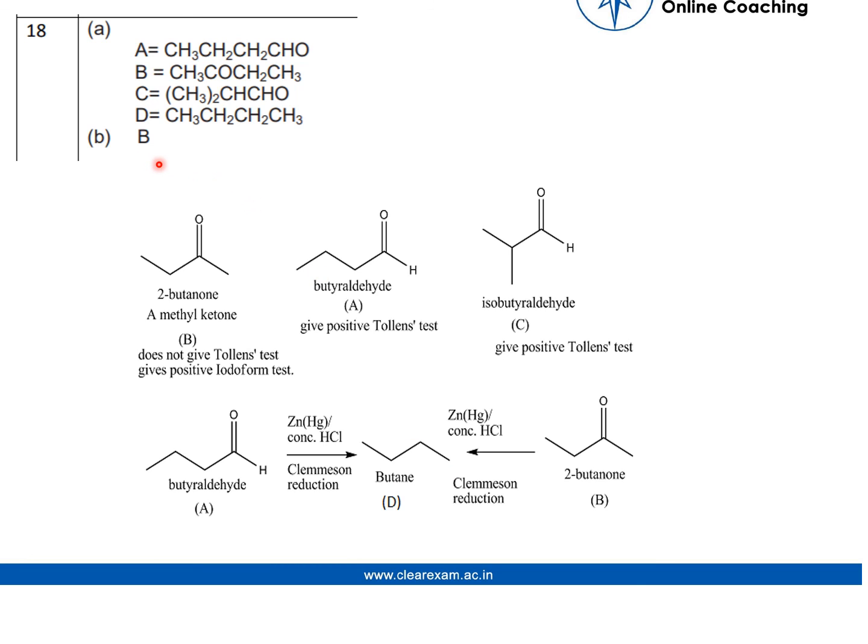For the second part of the question, the isomer B, that is 2-butanone, a methyl ketone, is the least reactive with HCN.